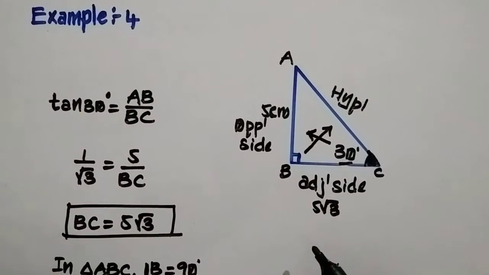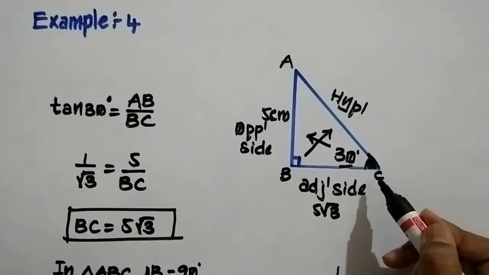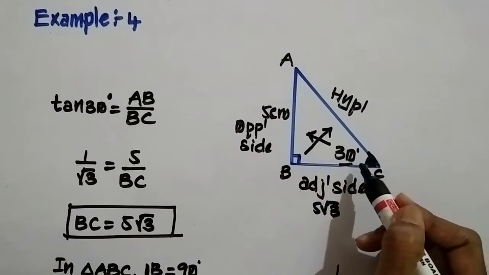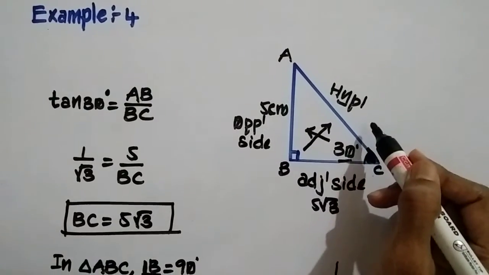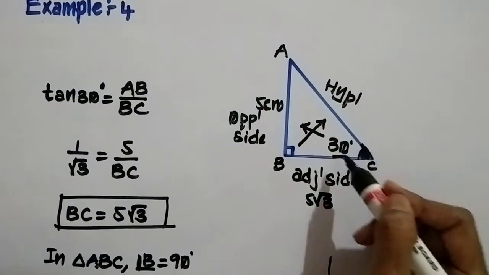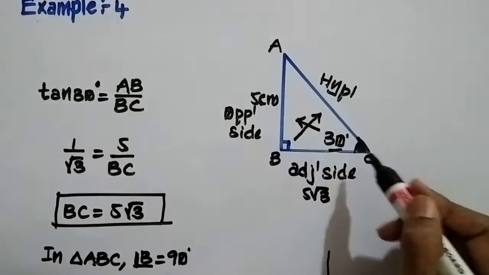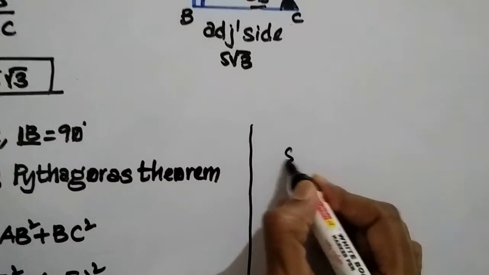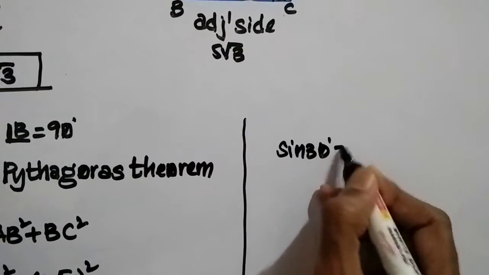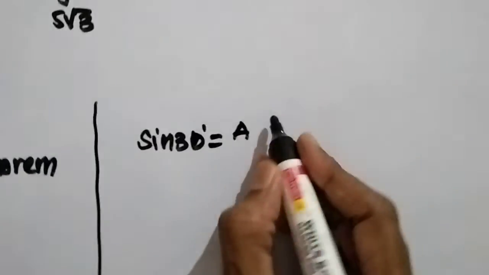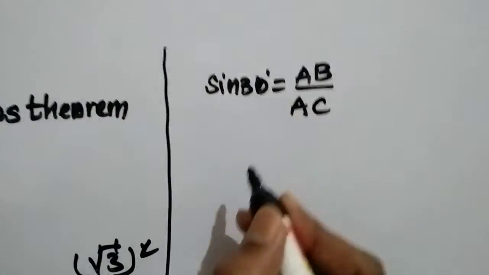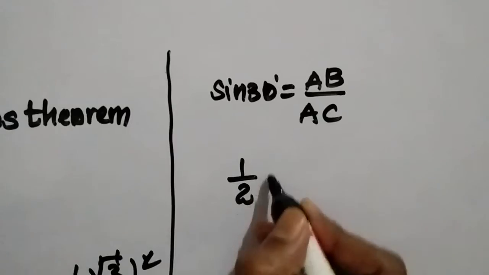Without using Pythagoras theorem also we can find it by taking sin 30. Okay, I will take sin 30. Sin theta means what? Opposite side to theta by hypotenuse. Now sin 30 degrees is equal to the opposite side by the hypotenuse, which means sin 30 is equal to AB by AC, where sin 30 is equal to 1 by 2.